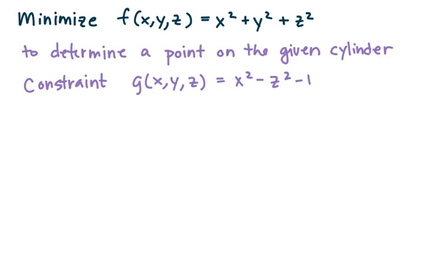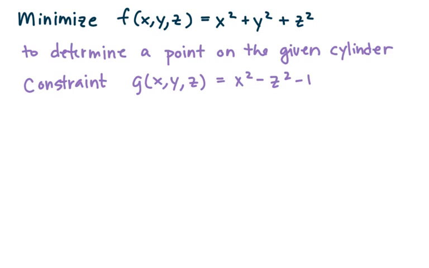So ideally, we want to minimize this function, but we need to determine a point on the given cylinder. So the cylinder is our constraint, and I'm going to write this as this function g. g of x, y, z equals x squared minus z squared minus 1. Now, we haven't discussed Lagrange multipliers at all yet. I've mentioned them, but I'm going to show you an example before we formally define them.